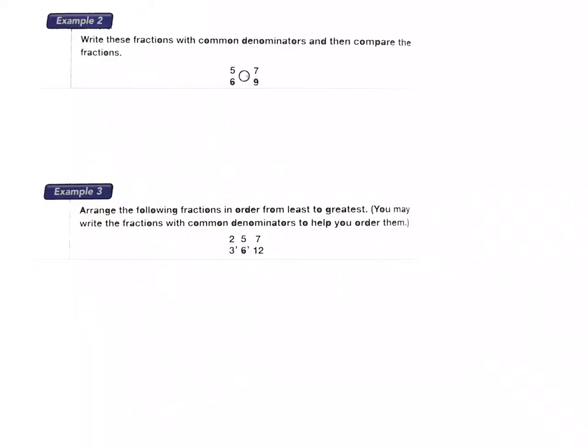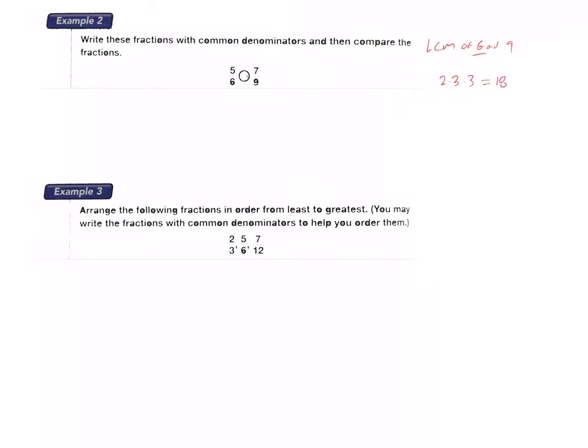Alright, so write these fractions with the common denominator and then compare the fractions. I'm trying to figure out which one is bigger. It's kind of hard to tell because they don't have the same size pieces. So I'm going to find the LCM of 6 and 9. Remember, 6 is 2 times 3, and 9 is 3 times 3, so I need to have a 2 and a 3 to make the 6, and 3 and 3 to make the 9. So 9 times 2, so 18 is going to be my LCM.